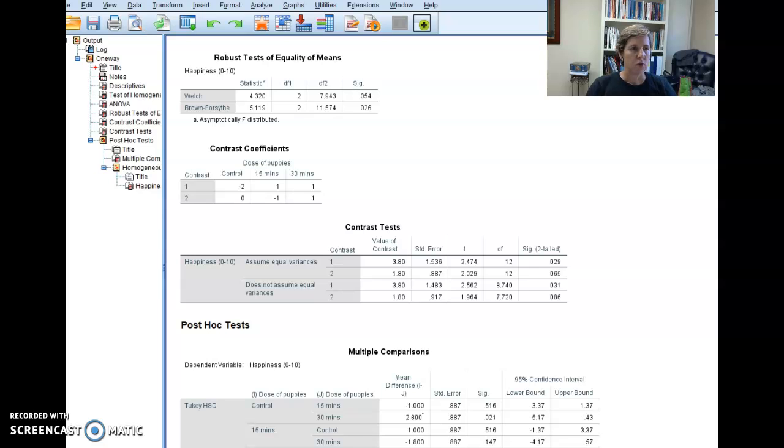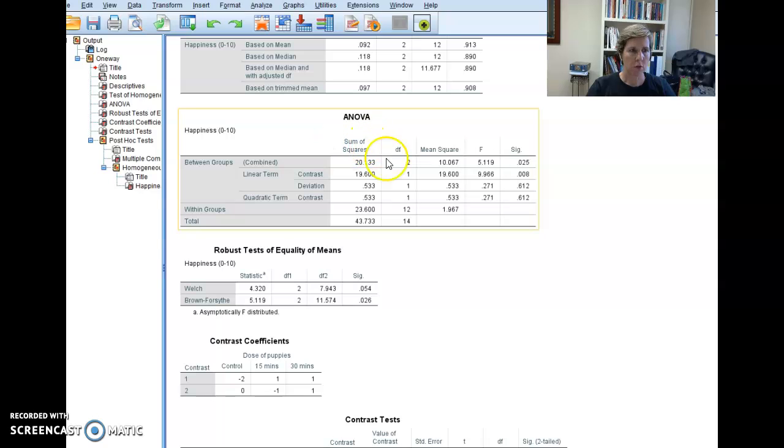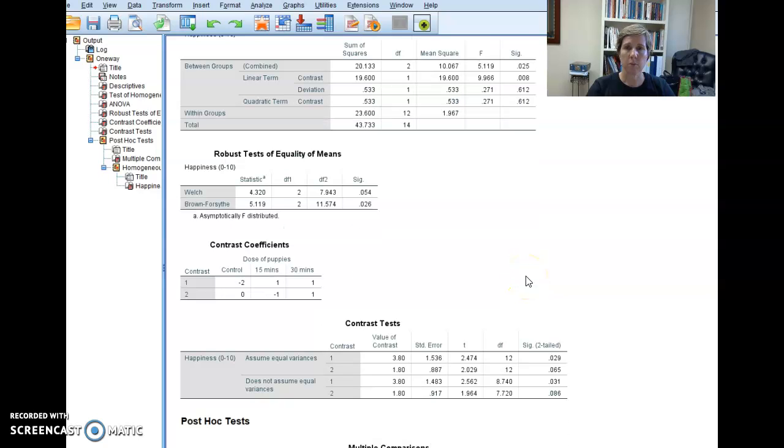Okay, so as you scroll down, I'm just going to scroll up here so you can see. I ended my last video talking about the ANOVA table and telling us, okay, there's a significant difference between the groups. So the next part of this presentation is going to ultimately tell you where that significance is.